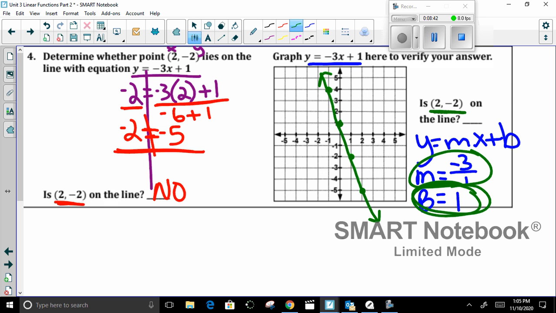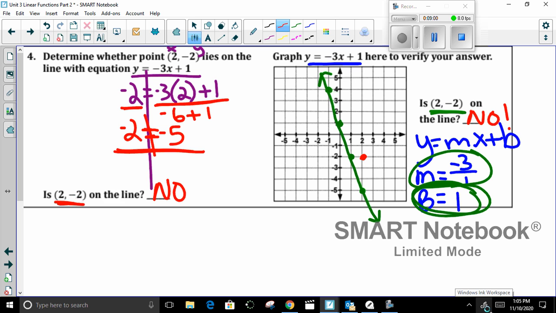All right, let's check this point, (2, -2). The point (2, -2): over 2 on my x, down 2 on my y, that's right here. Is it on the line? It is not. So this point is not on the line.